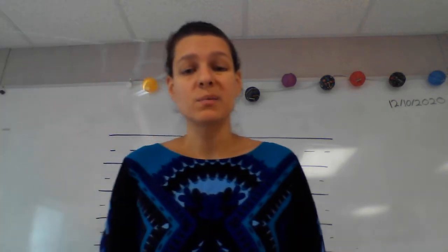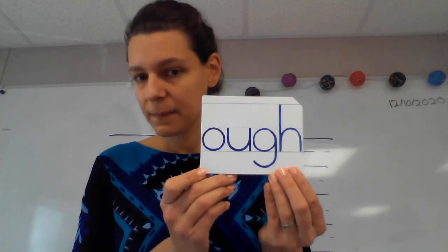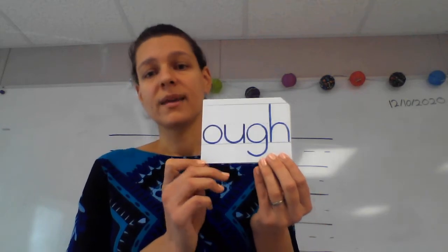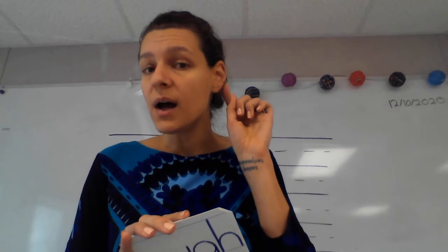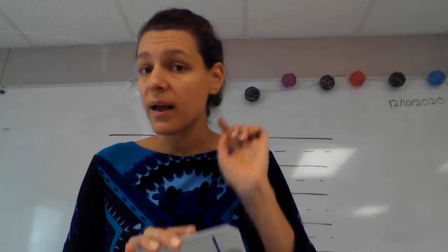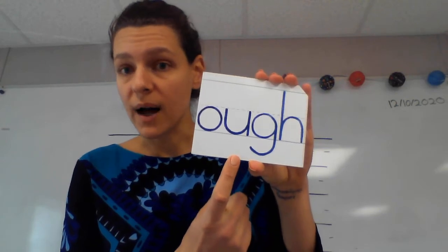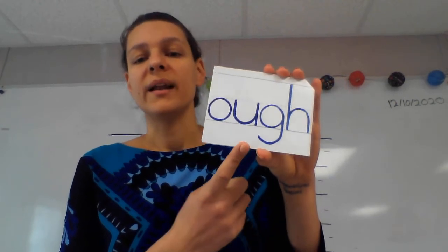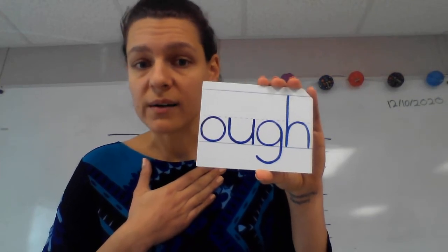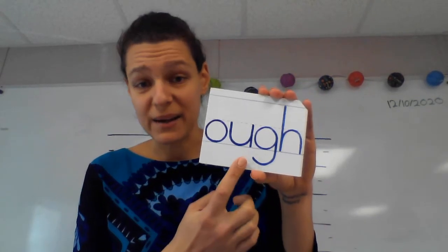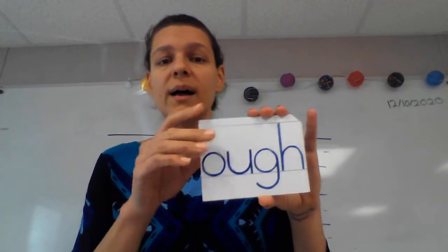All right, the next ones, we'll just read them. Class, what is this? All right, this is our only phonogram with 6 sounds, so listen. O, oo, uff, off, ah, ow. Class, say this with me. O, oo, uff, off, ah, ow. Good. All right, say it with me one more time. O, oo, uff, off, ah, ow. All right, what is this? Good. O, oo, uff, off, ah, ow.